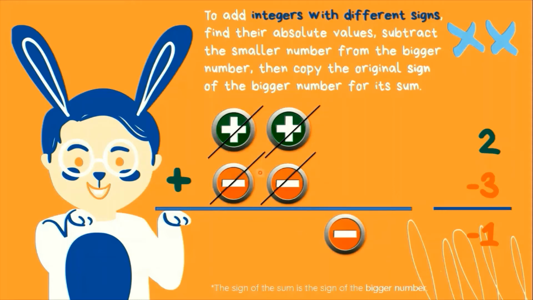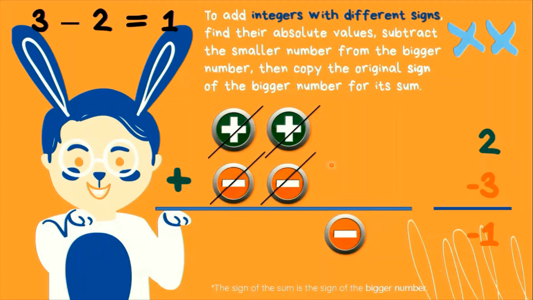Without using the visuals and applying the rules for adding integers with different signs, una natin kunin ang kanilang absolute values. So, si positive 2, ang absolute value niya ay 2. Si negative 3 ay magiging positive 3 dahil yun ang kanyang absolute value. Next, subtract the smaller number from the bigger number. Si 2 ay ang smaller number. Si 3 ay ang bigger number. 3 minus 2 is equal to 1. So, nasubtract na natin siya.